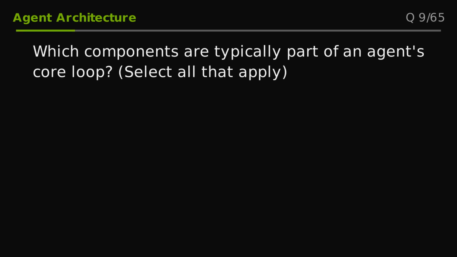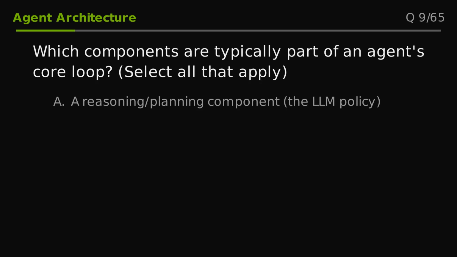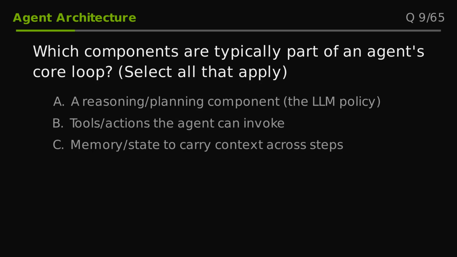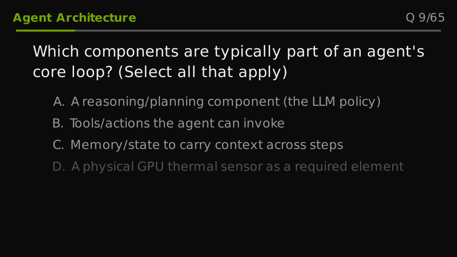Question 9. Which components are typically part of an agent's core loop? Select all that apply. Option A: Reasoning and planning component, the policy. Option B: Tools, or actions the agent can invoke. Option C: Memory, or state to carry context across steps. Option D: A physical thermal sensor as a required element.